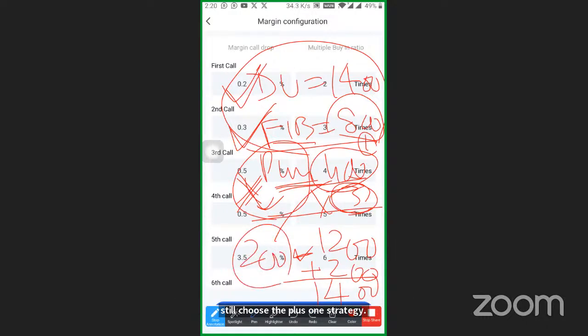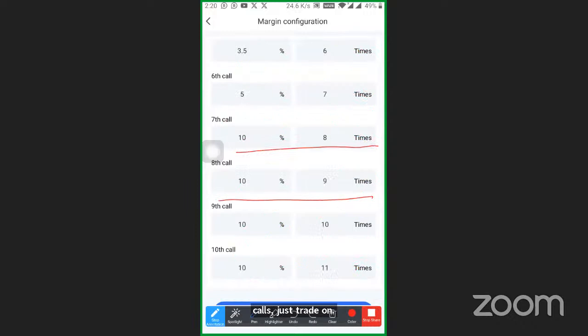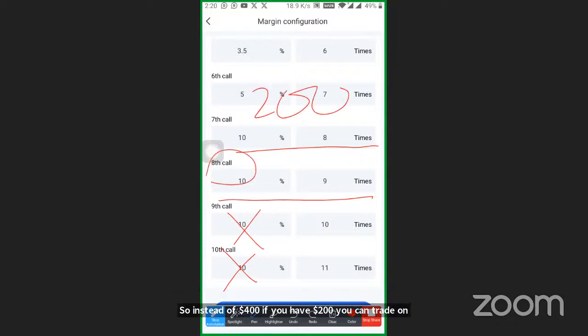But what you can do, instead of 10 margin calls, just trade on 7 margin calls or maybe 8 margin calls. You can calculate yourself, because you can cut off the last 2 margin calls. So instead of $400, if you have $200, you can trade on 8 margin calls. If someone says that they have 150 USDT, you can close this one also and trade on 7 margin calls. So the less capital you have, the fewer margin calls you can open.